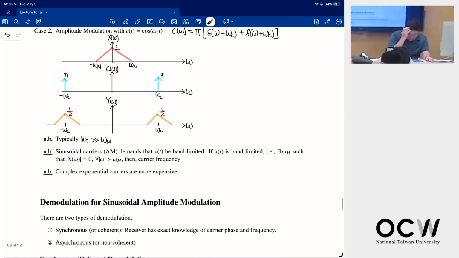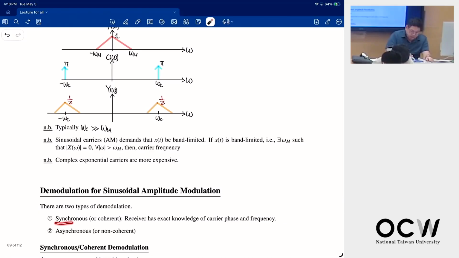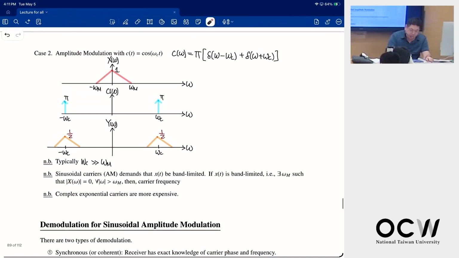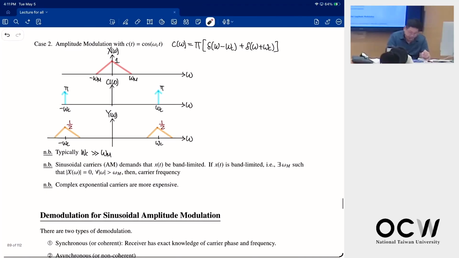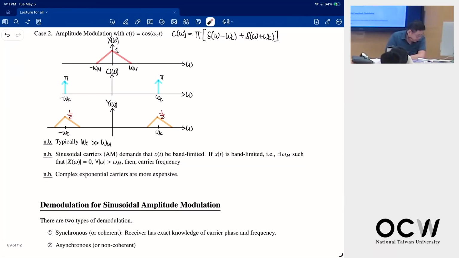Here we have two types, the synchronous and also the asynchronous way. But this is a little bit difficult, so we won't mention too much in this class. We'll only focus on the synchronous, or we can call it coherent demodulation. The receiver has exact knowledge of the carrier phase and frequency. So when we have this carrier, we know the frequency and the phase. Let's see how we do the demodulation.